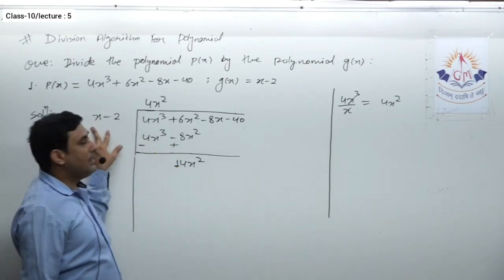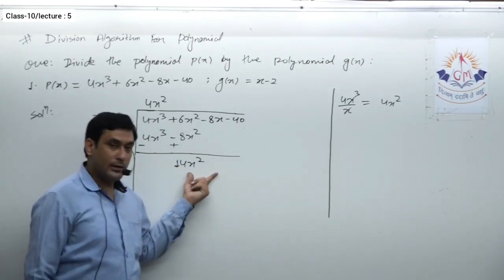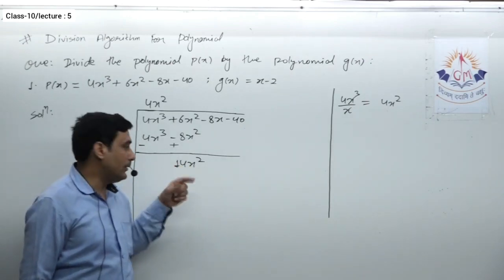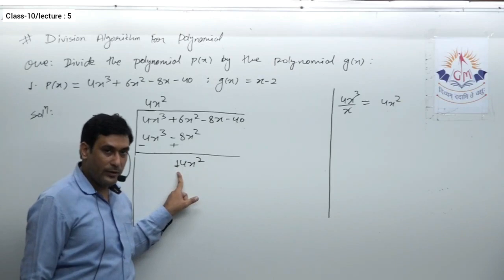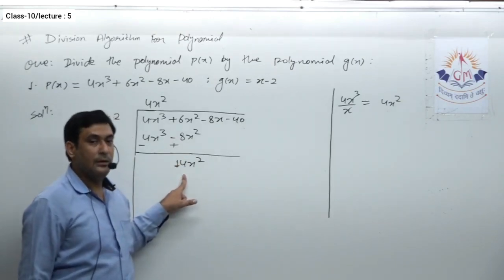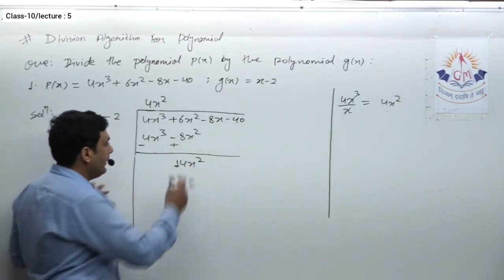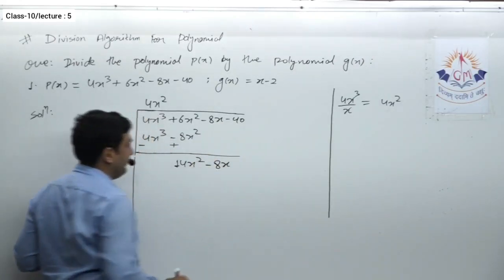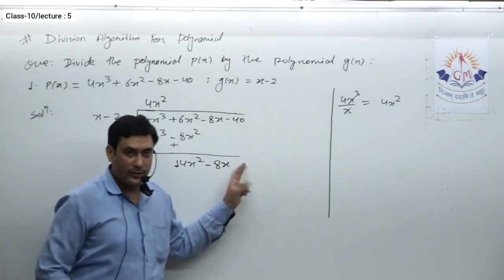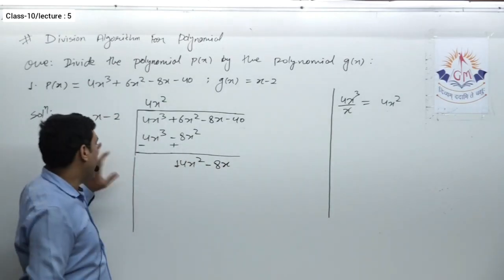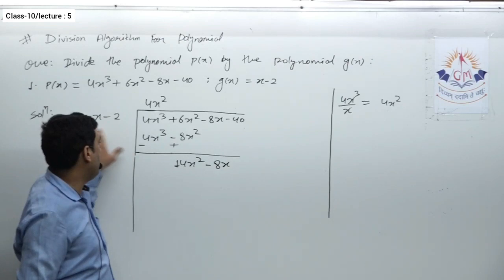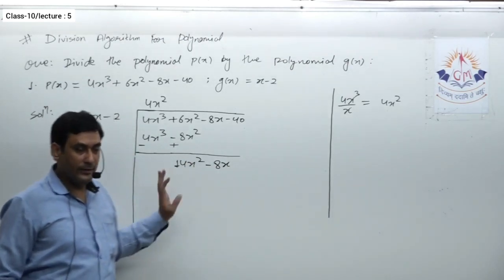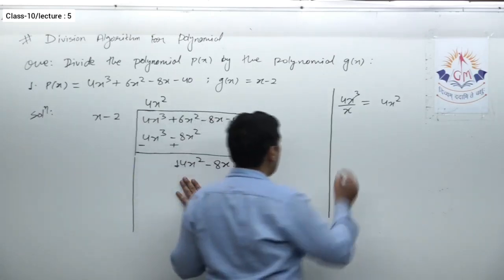Now as there are two terms in the divisor, there must be a minimum of two terms in this dividend. One term we already have, after subtracting we got that term. Now we need one more term, so we'll bring down this term with its sign. That means I will bring down minus 8x. Even if you write minus 40, it doesn't matter, but ideally you have to check that as there are two terms in the divisor, there must be two terms in the new dividend. Okay, so here this is the new dividend.